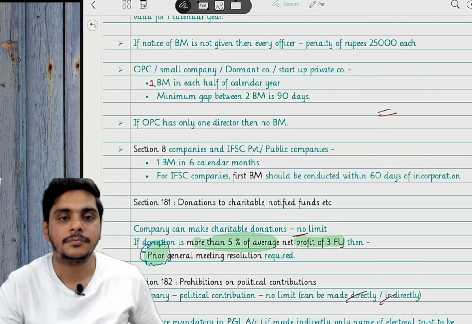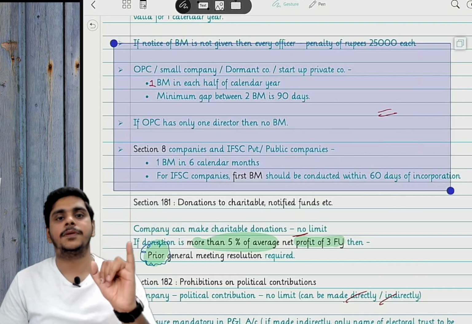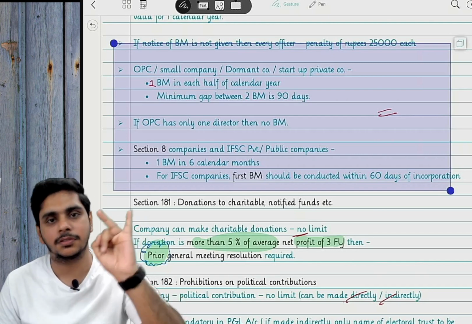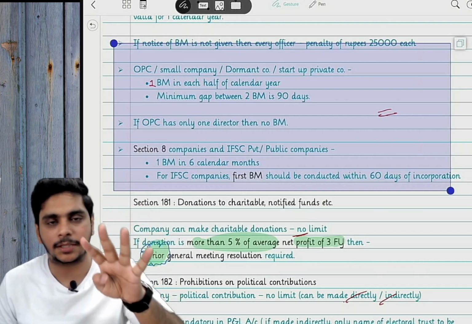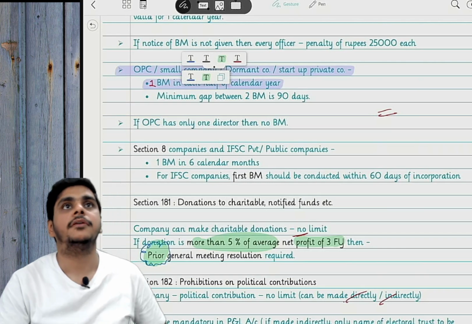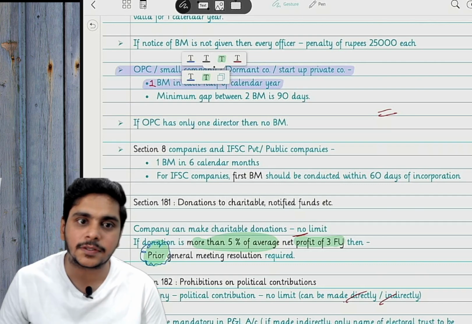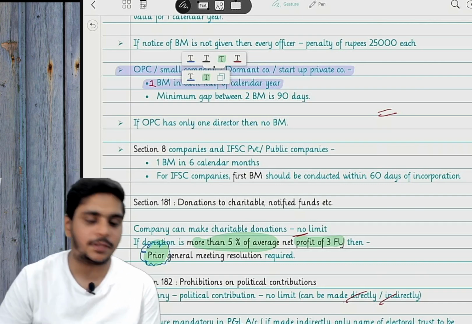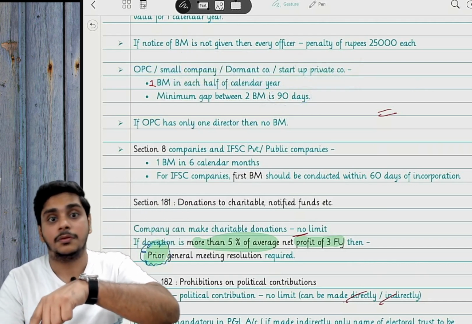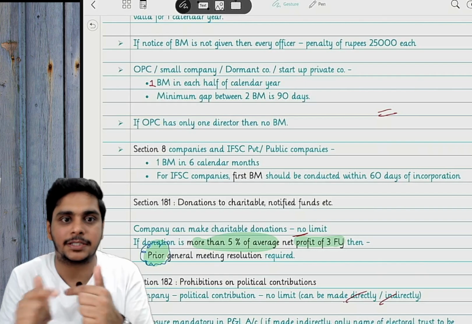Then this is a very different point. OPC, small, dormant, startup, private company: these are the four companies. For these, there has to be one board meeting in each half of the calendar year, that means one meeting from January to June and one meeting from July to December. And there has to be a minimum gap of 90 days. That means I can't keep a meeting on 30th June and 1st July, because the minimum gap is 90 days.